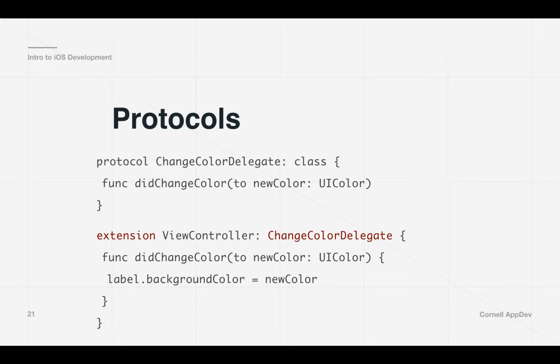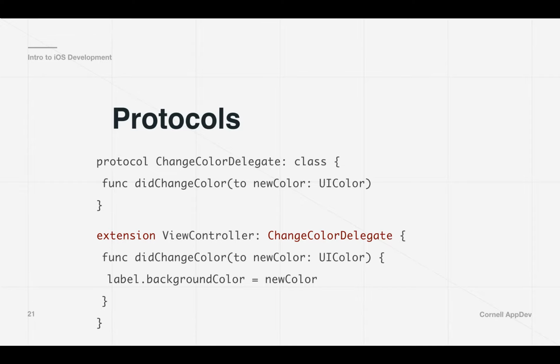And so let's say ViewController is the one that we actually want to implement this didChangeColor function. So this way ViewController is now inheriting or implementing the ChangeColorDelegate. And so now the functions inside ChangeColorDelegate must be implemented. So let's say we have a UILabel that we want to change the background color of. We can implement this function. So now label.backgroundColor is set to this new color.